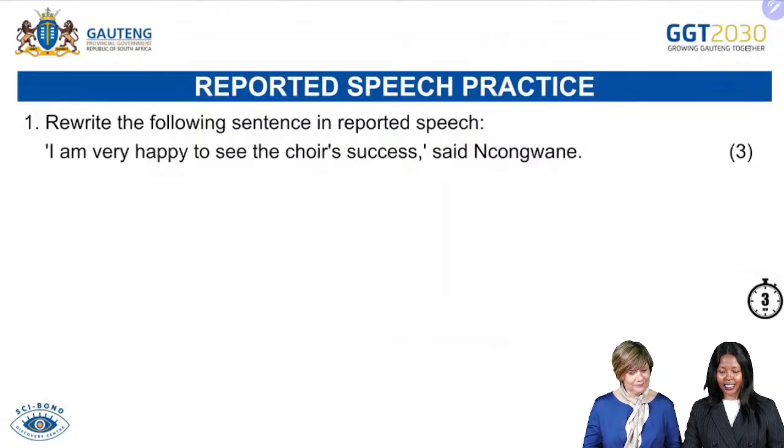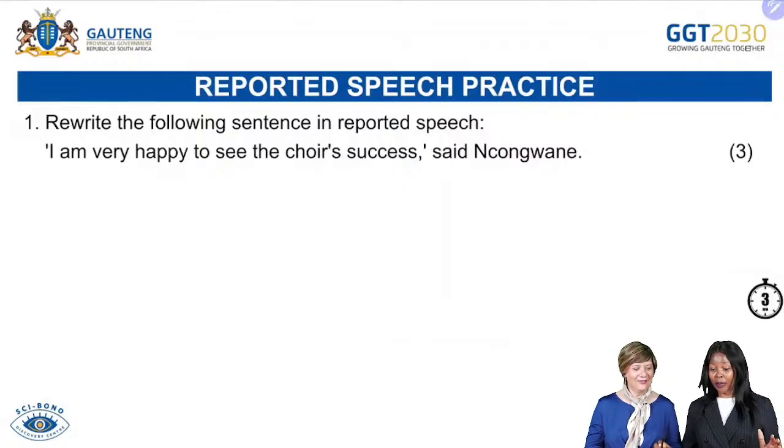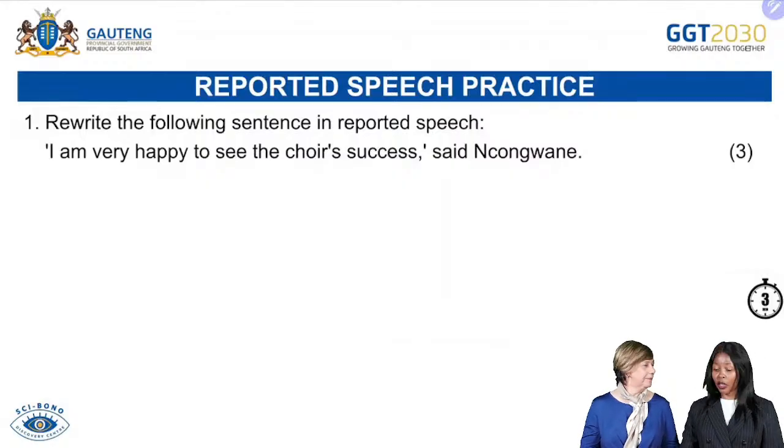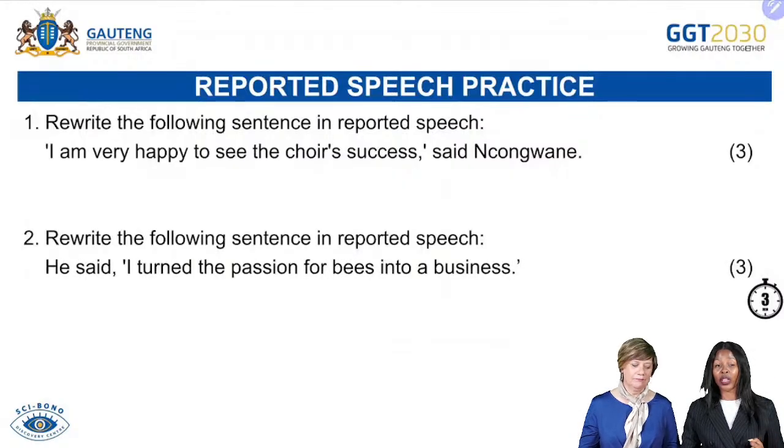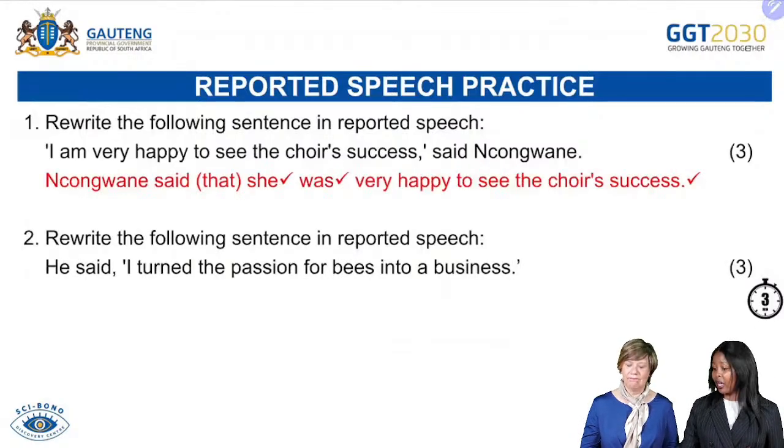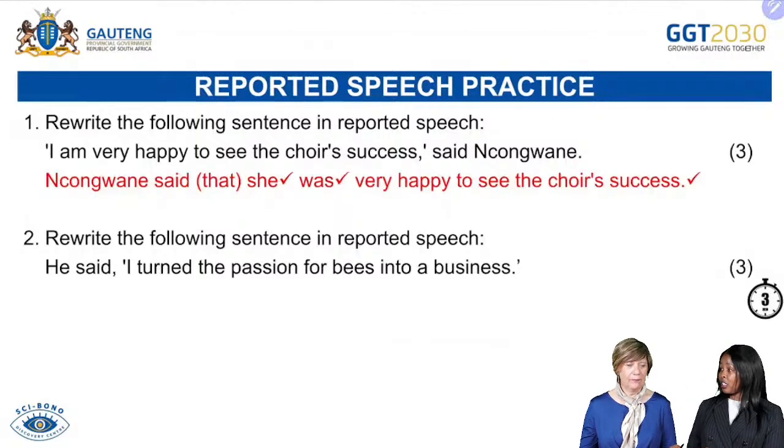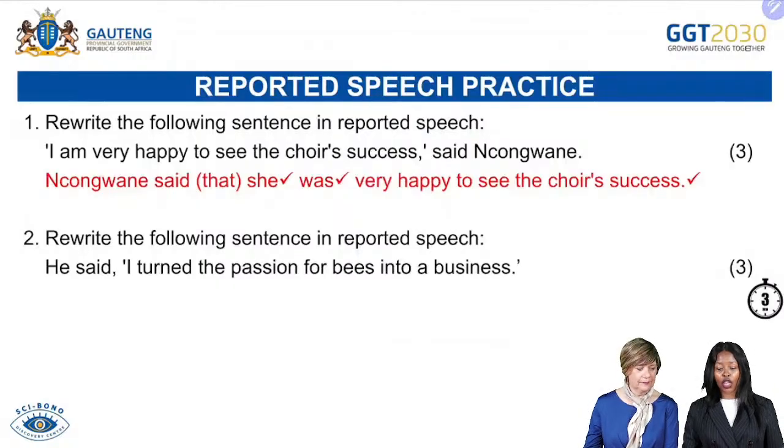So here's a sentence. It says, I'm very happy to see the choir's success, said Ngongwane. Now, remember, the question has mentioned quite a number of things that we need to do, and it's 3 marks. So we expect 3 things to happen here. Firstly, I recommend that you start the sentence with the person who had said these words. In this case, we will say, Ngongwane said that.